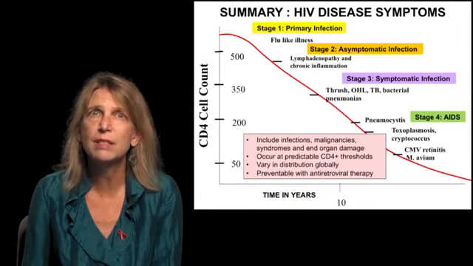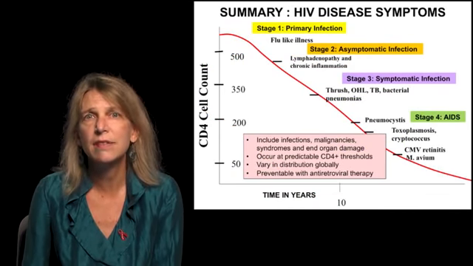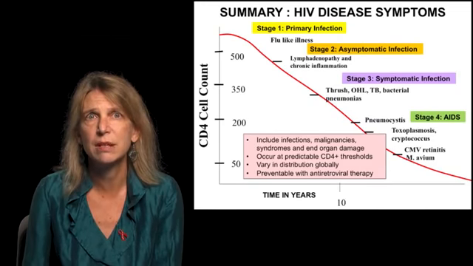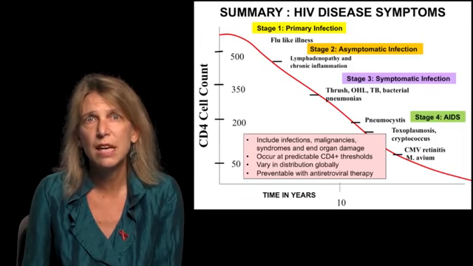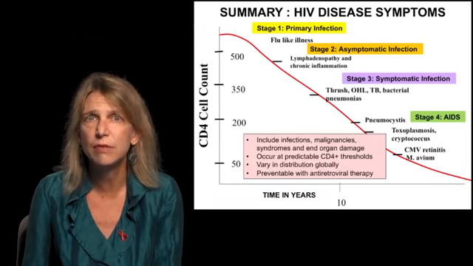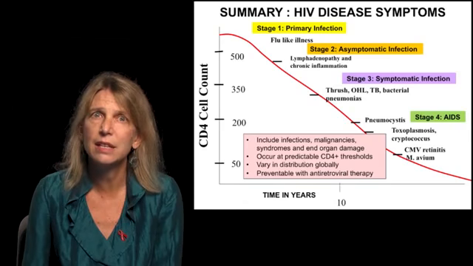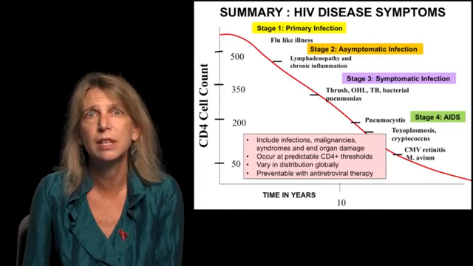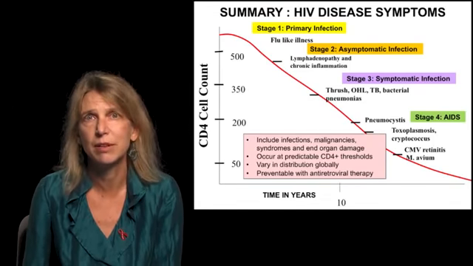So the key points from this lecture are that HIV disease symptoms are due to inflammation secondary to HIV and to the immunologic damage which predisposes to infections and malignancies. HIV disease symptoms include infections, malignancies, syndromes, and end organ damage. They occur at predictable CD4 thresholds. They vary in distribution globally and are preventable, as you will hear in a subsequent lecture, with antiretroviral therapy.